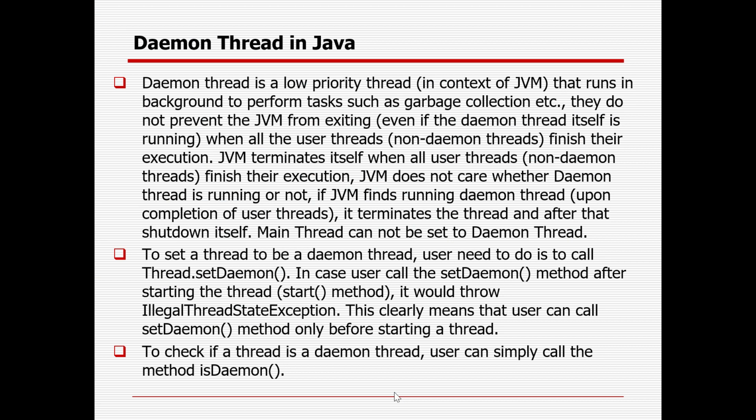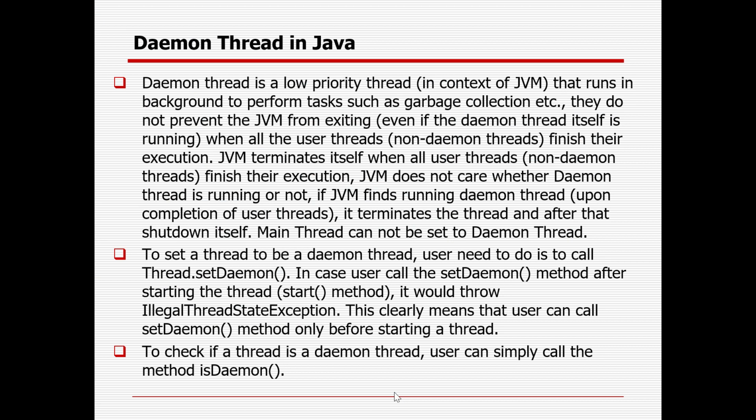So there is a concept called daemon thread in Java. A daemon thread is a low priority thread in the context of the Java virtual machine that runs in the background to perform tasks such as garbage collection. They do not prevent the JVM from exiting when all user threads finish their execution. The JVM terminates itself when all user threads, which are non-daemon threads, finish their execution. The JVM does not care whether a daemon thread is running or not. If the JVM finds a running daemon thread, it terminates the thread and after that shuts down itself.